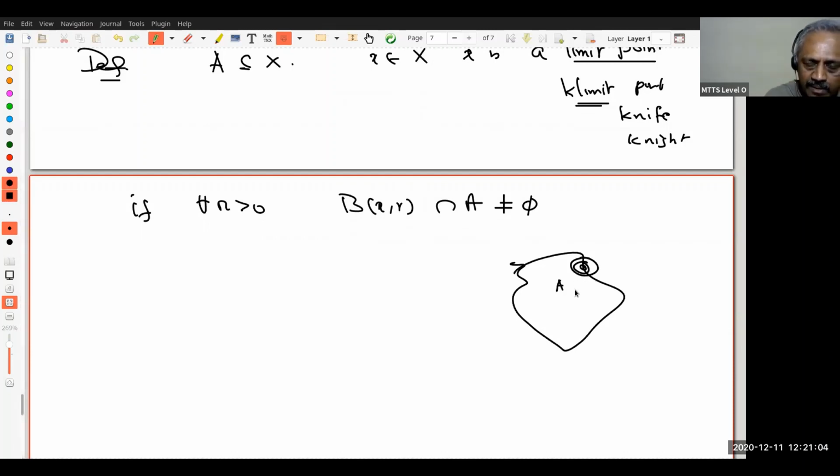That means they are kind of sticky points. These points x, they stick. That is, some point of A has to stick to any such ball. Think of B(x,r) as an adhesive tape. If x is there, then however small an adhesive tape I take around x, there will always be a point of A in that. So if you want, you can also call it a sticky point of A.